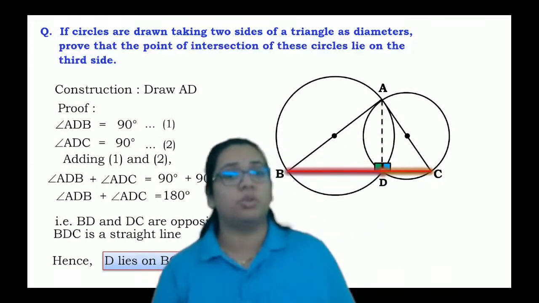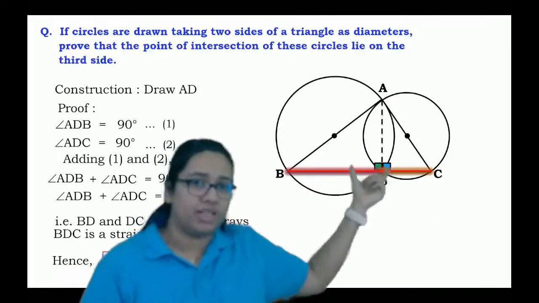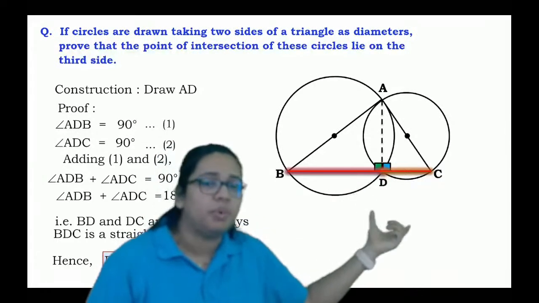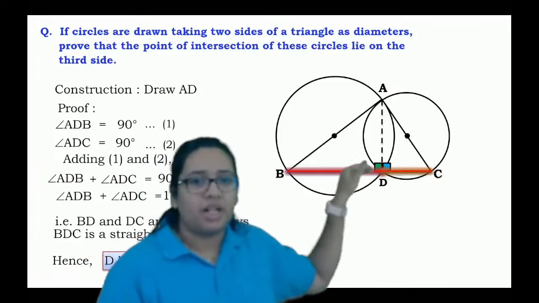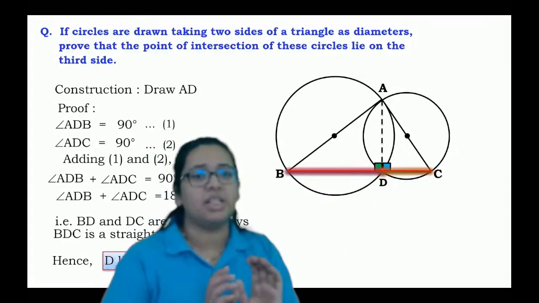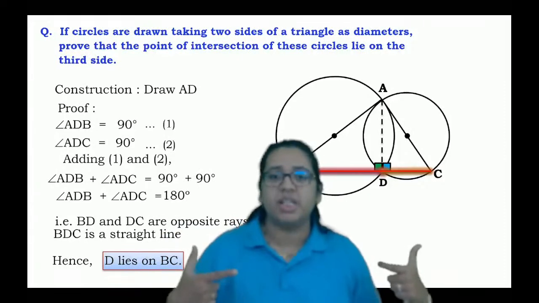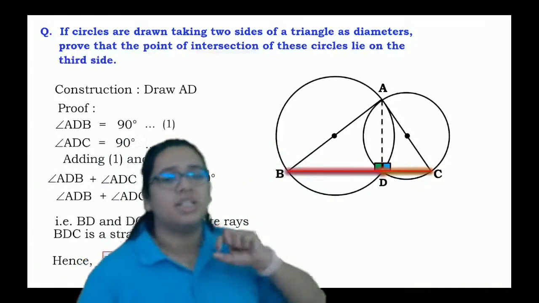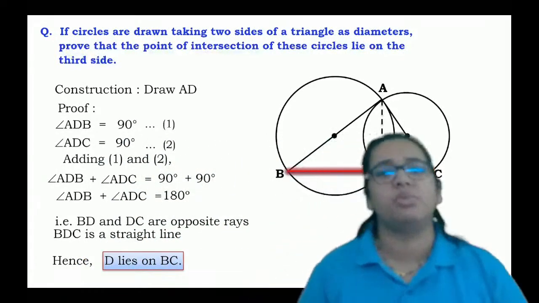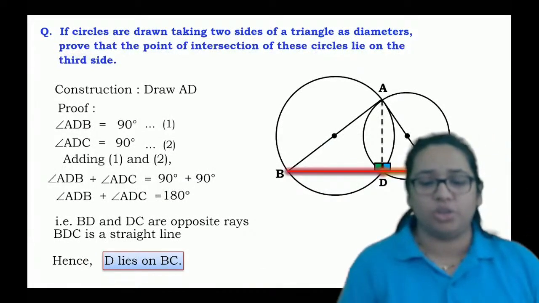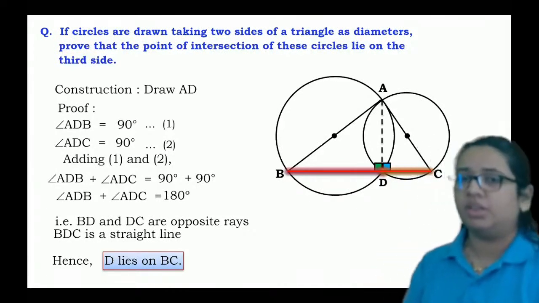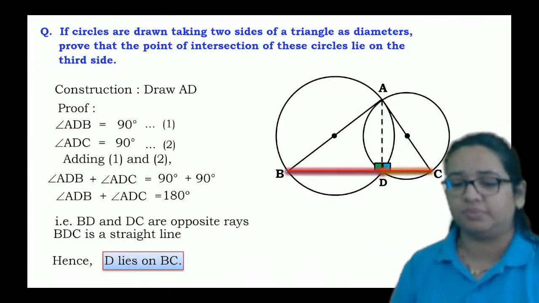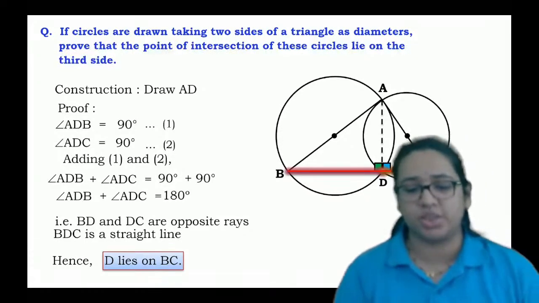What did we prove? These two angles will be in a linear pair. If those two angles are in a linear pair, it means that obviously BD and DC are opposite rays. It means that BDC is nothing but a straight line. Hence, we have proved here that D lies on BC. Up to this, should we move on to the next question?